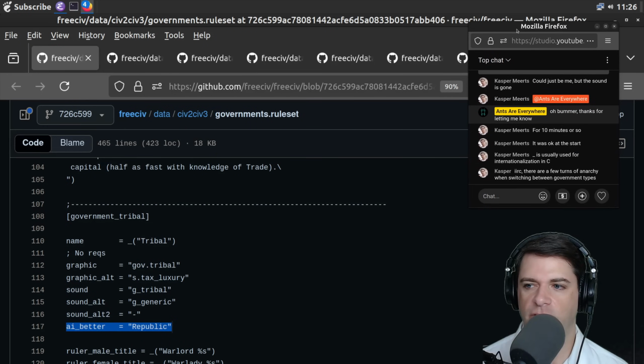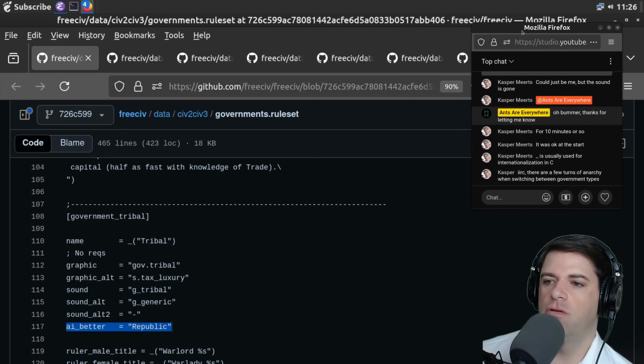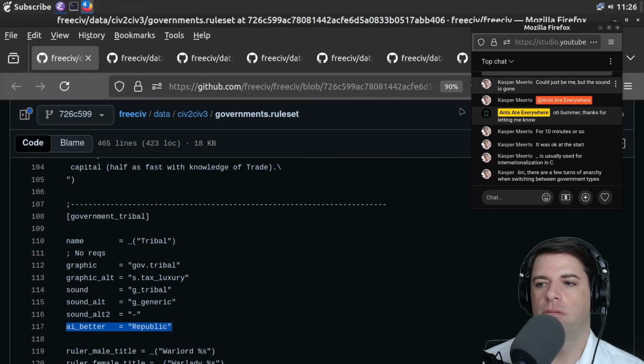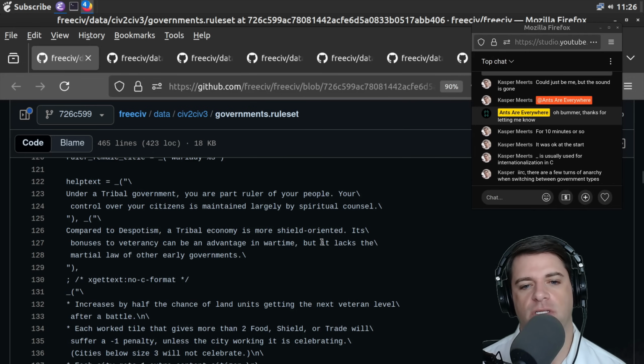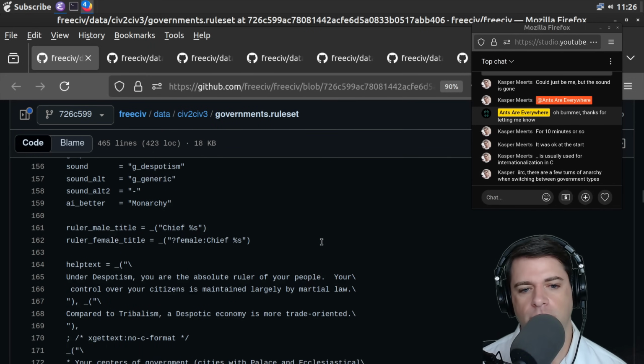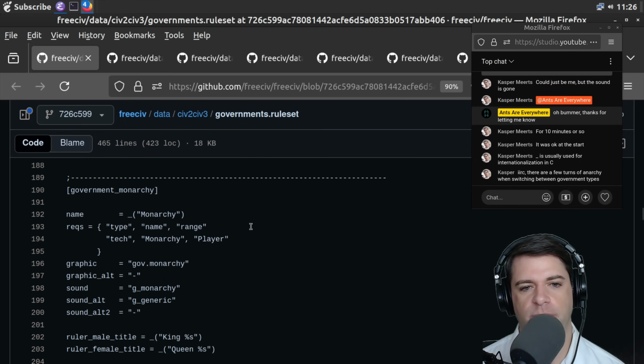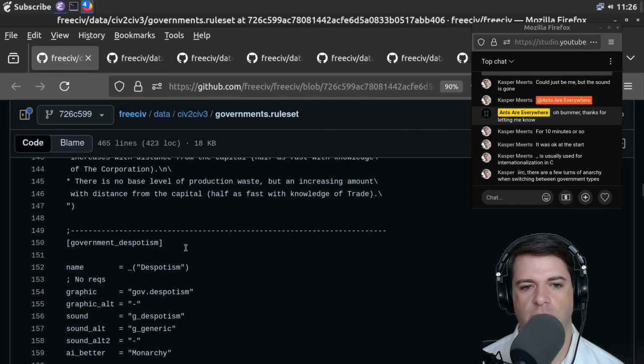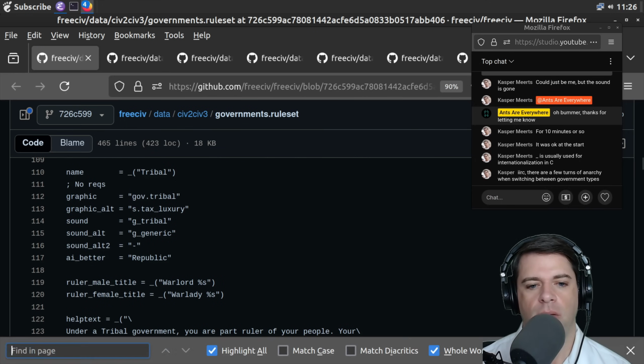So Casper's saying, if I recall correctly, there are a few turns of anarchy when switching between government types. Huh. That's interesting. I guess that makes sense. Especially if there's like a revolution. Is that what we saw? Maybe that's what you're responding to.